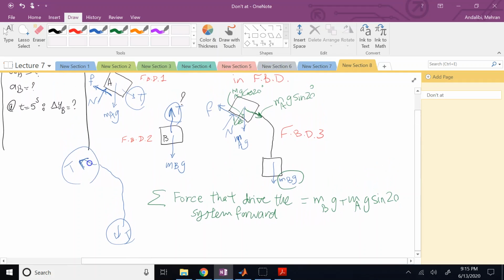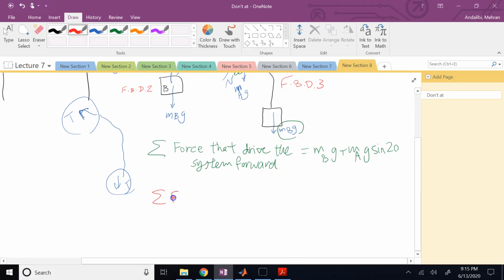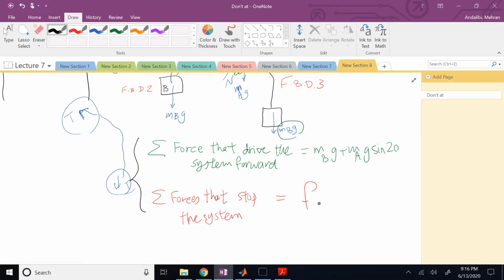Now, what is the sum of the forces that want to stop this system from moving forward? Clearly friction, right? So the sum of the forces that stop the system is F. When is it that the system does move? When the top force is bigger than the bottom force. Under that condition, the system moves.